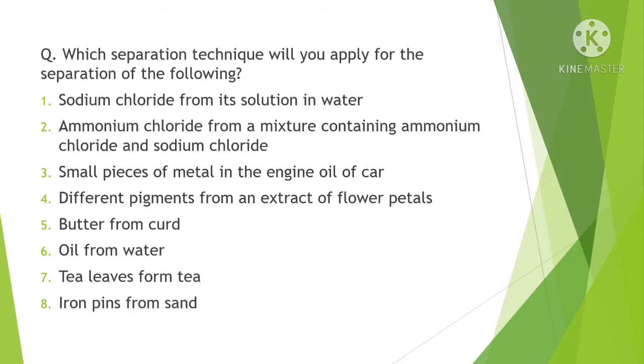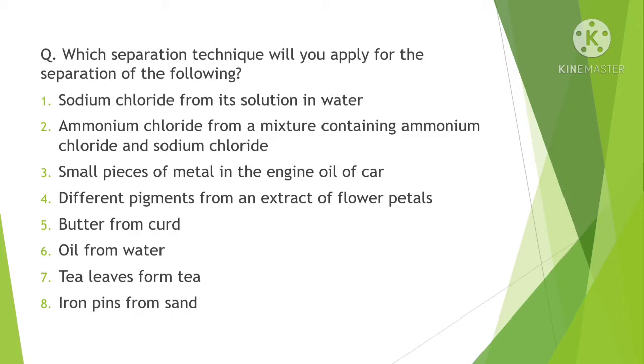Now the next part is we have to separate the small pieces of metal in the engine oil of a car. The small pieces of metal are insoluble impurities, and we can separate them by using a filter paper, or we can say by the method of filtration. Because the metal pieces are large in size, they will not pass through the filter paper, whereas the engine oil will pass through the filter paper. So the metal pieces will remain on the filter paper.